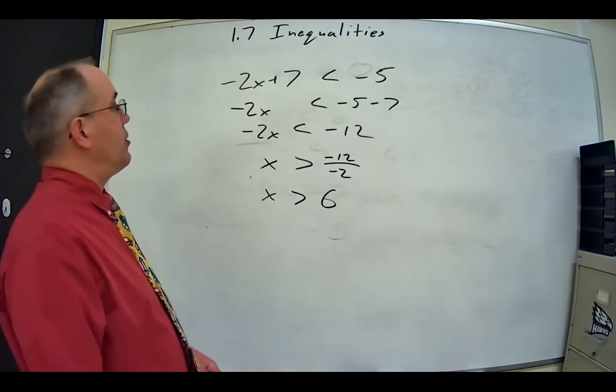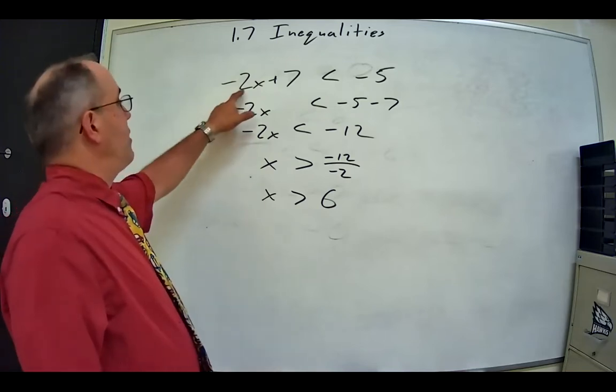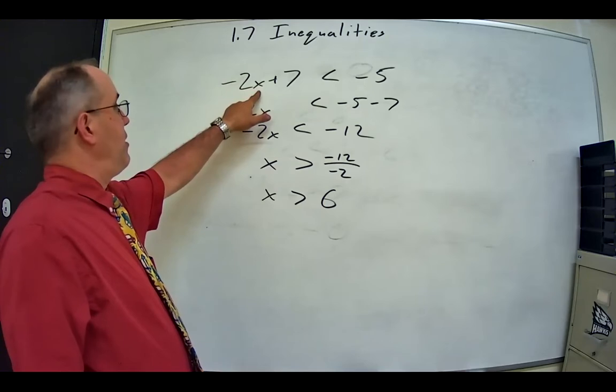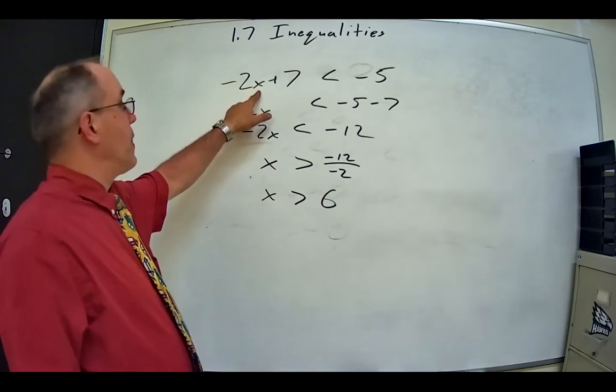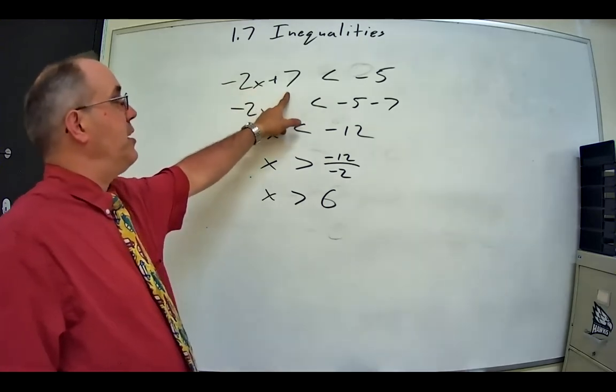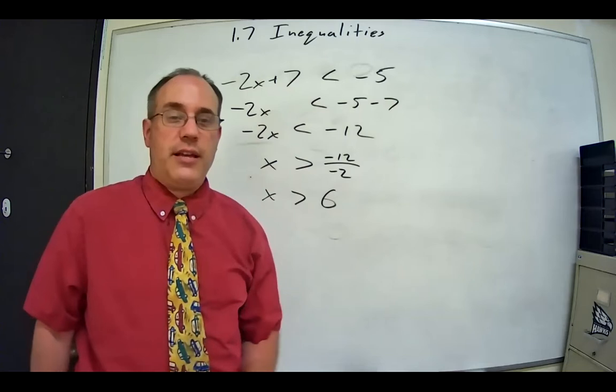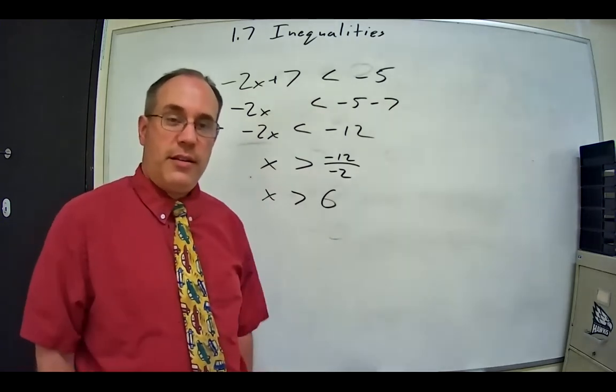So any value greater than 6 should make this inequality a true statement. Well, let's try one. What about 10? Negative 2 times 10 is negative 20, plus 7, negative 13. Negative 13 is less than negative 5. Correct.